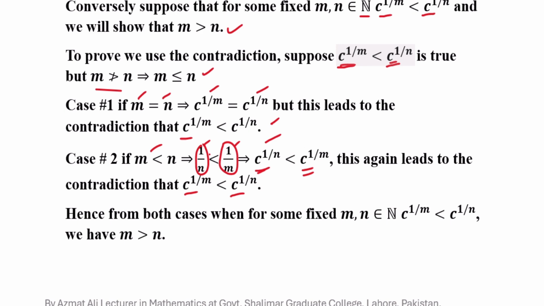But in both cases, this goes to the contradiction that c raised to power 1 over m is less than c raised to power 1 over n. Hence, from both cases, when for some fixed positive integer c, c raised to power 1 over m is less than c raised to power 1 over n, we have m is greater than n.